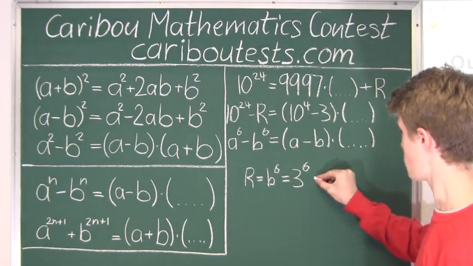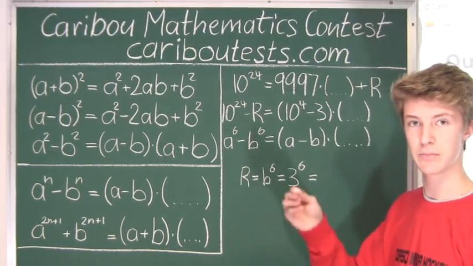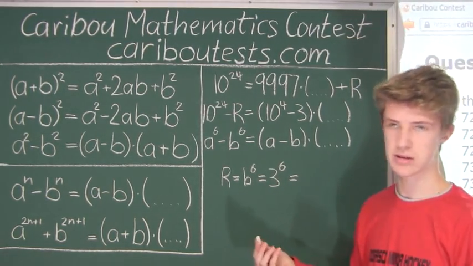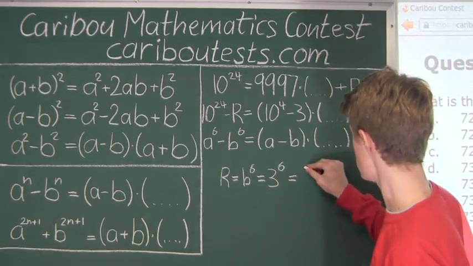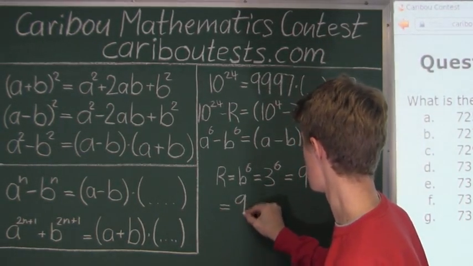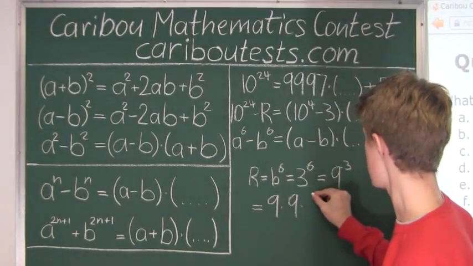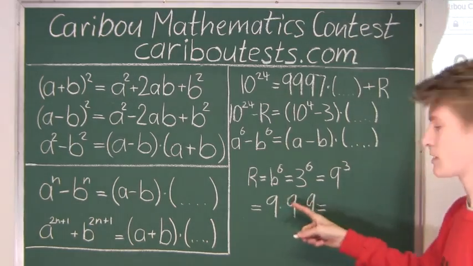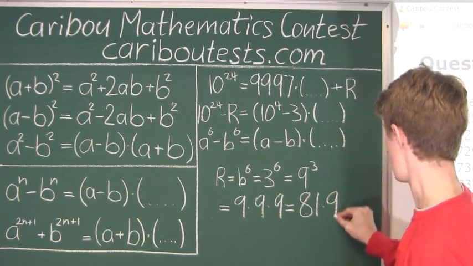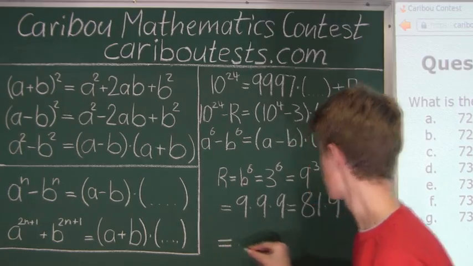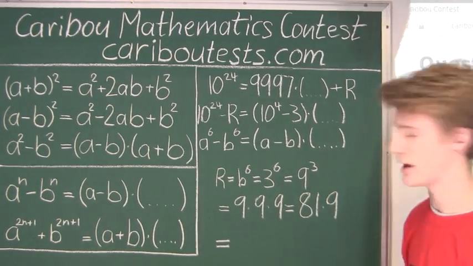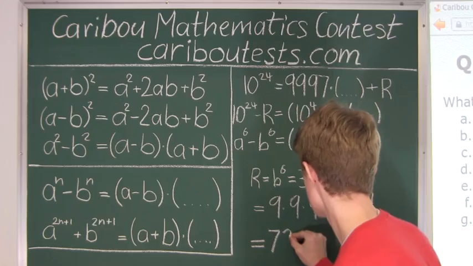And this 3 to the power of 6 is just like 3 squared, and then in brackets to the power of 3, because 2 times 3 is 6. And 3 squared is 9, so this is like 9 cubed, which is then equal to 9 times 9 times 9, which is like 9 times 9 is 81, times a 9, and 81 times 9. 9 times 80 is 720, plus the 9 times 1 is 9, 729.